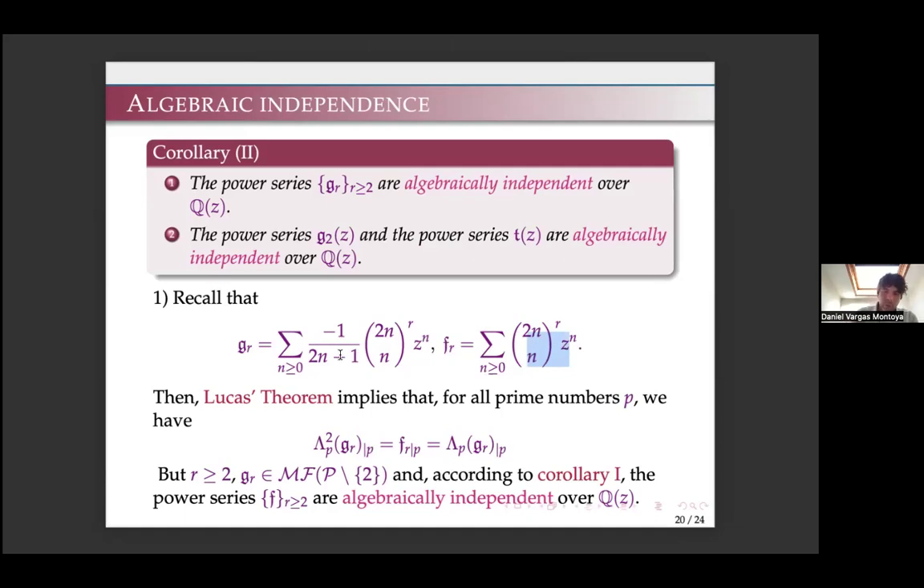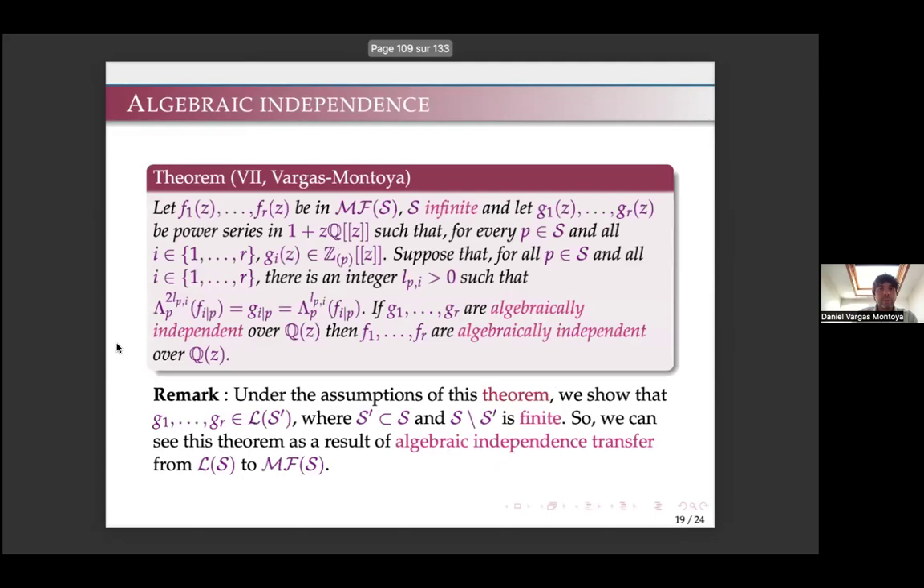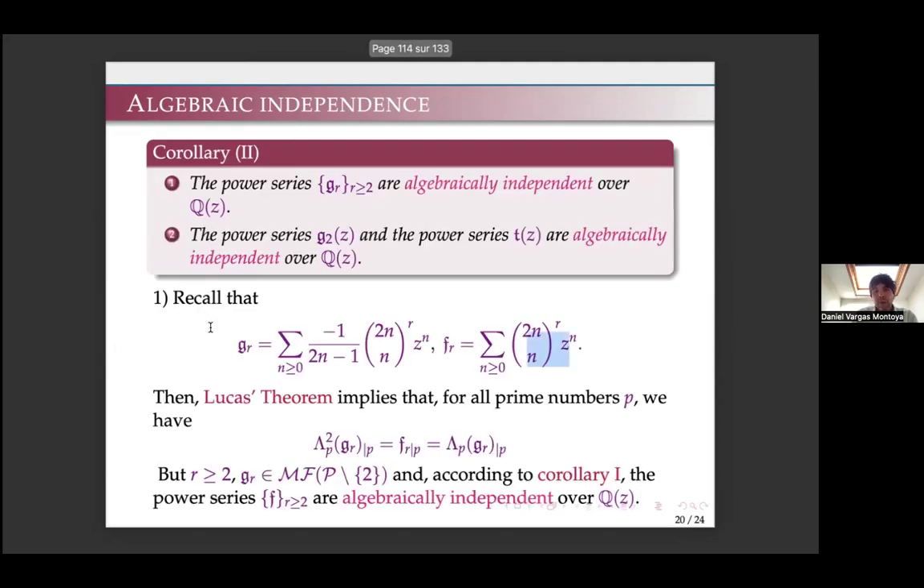So by using the last theorem, I think it is Theorem 7, we can conclude that the power series G_R are algebraically independent over Q. So that is all. Thank you.